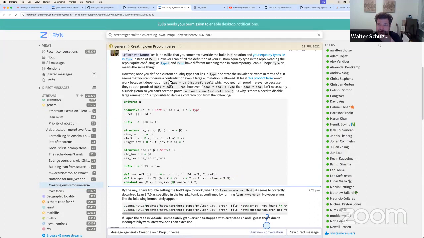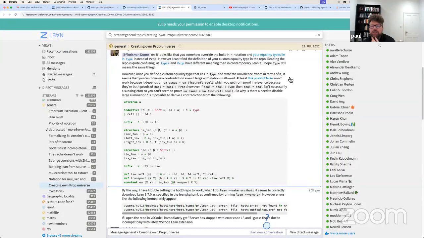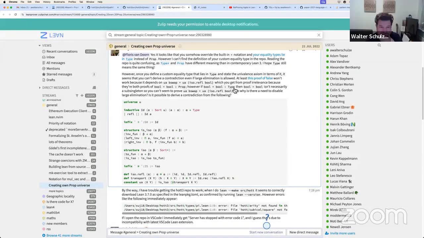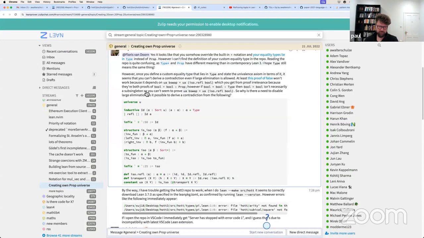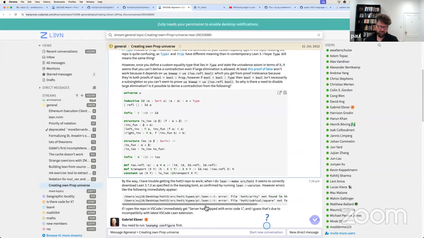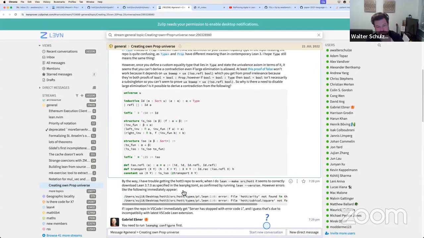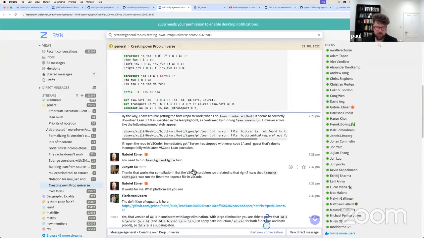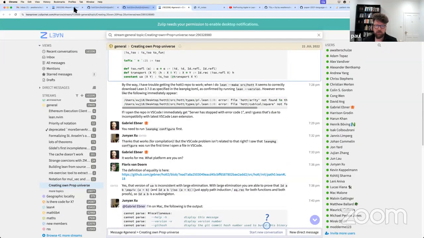Okay, just a little more. I was just worried. It says at least the proof of false won't work. That should be the very least, right? We don't want a proof of false.